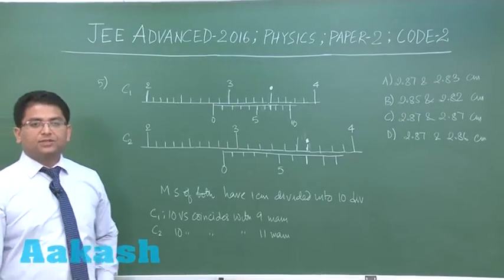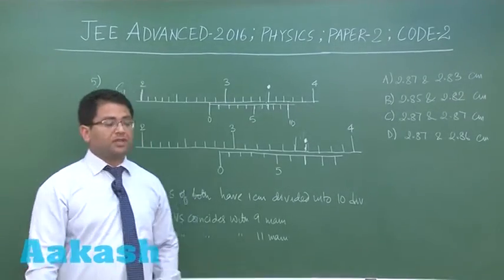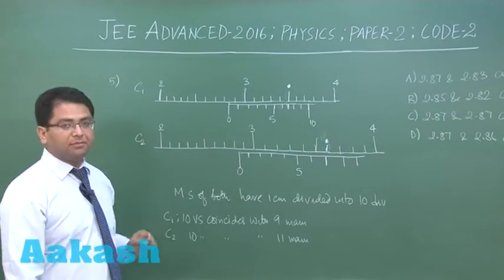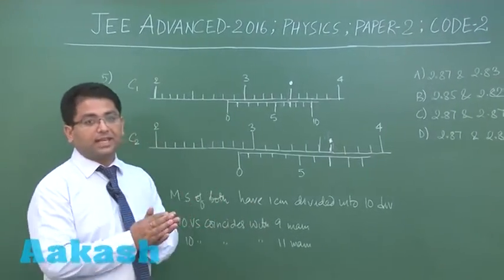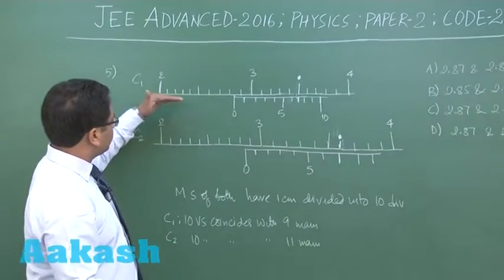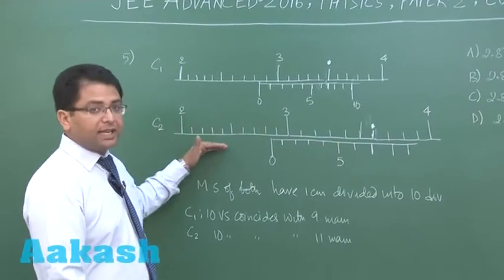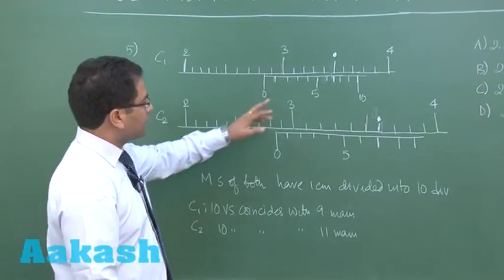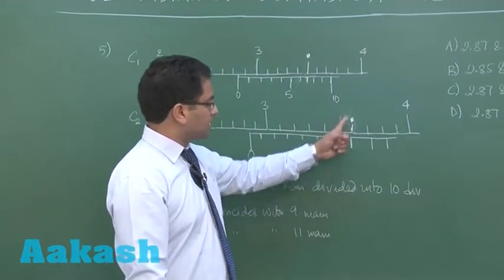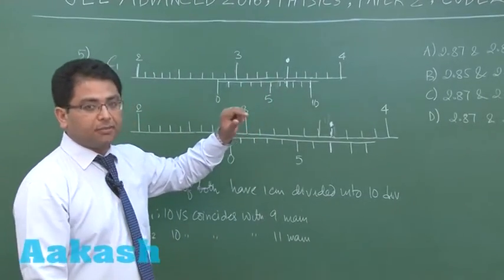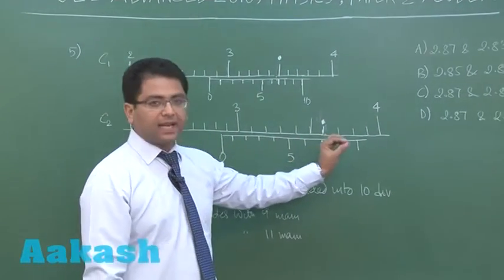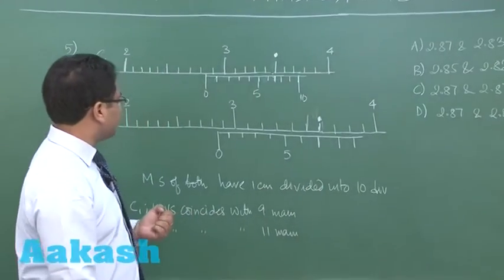Question number 5 is very beautifully framed from the experimental physics vernier caliper. It's a regular topic, but there is a very wonderful twist that has been made. So this is the first caliper C1, this is the second caliper C2, and I've made a dot here just to show that these are the readings where the scales are coinciding, because when you make a freehand figure, sometimes it may not be scaled.